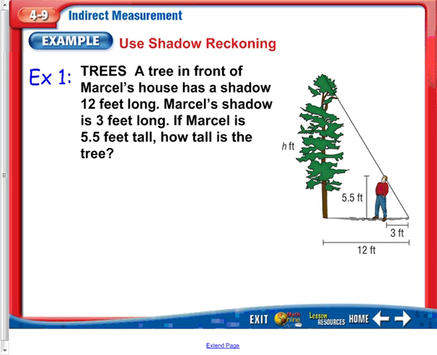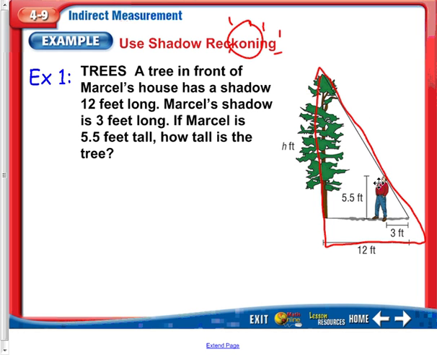So a tree in front of Marcel's house has a shadow 12 feet long. So when we look at that, we see that the tree is casting a shadow. So the sun is up here somewhere, shining bright, and it's casting this shadow 12 feet long. So as you can see here, we're starting to make a triangle between the tree and the ground, and obviously it goes to the top of the tree because that's where the shadow starts. So there's one triangle, and then Marcel's shadow is 3 feet long.